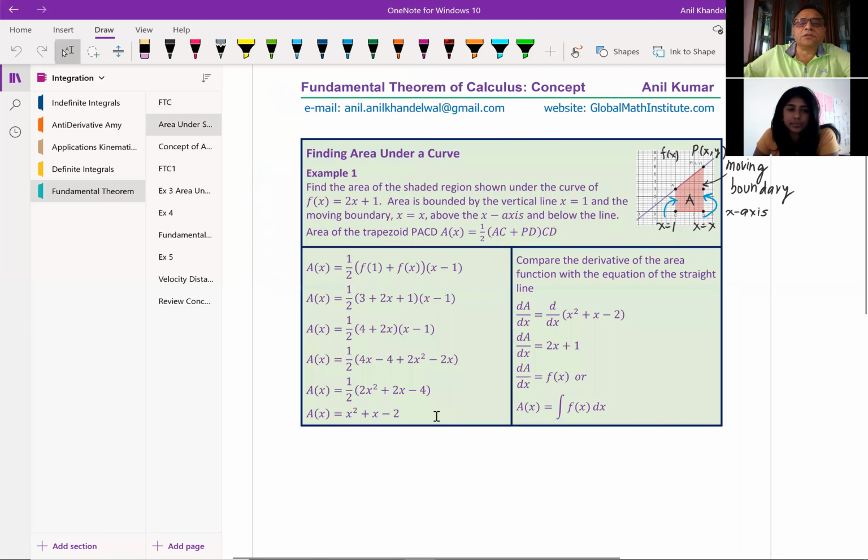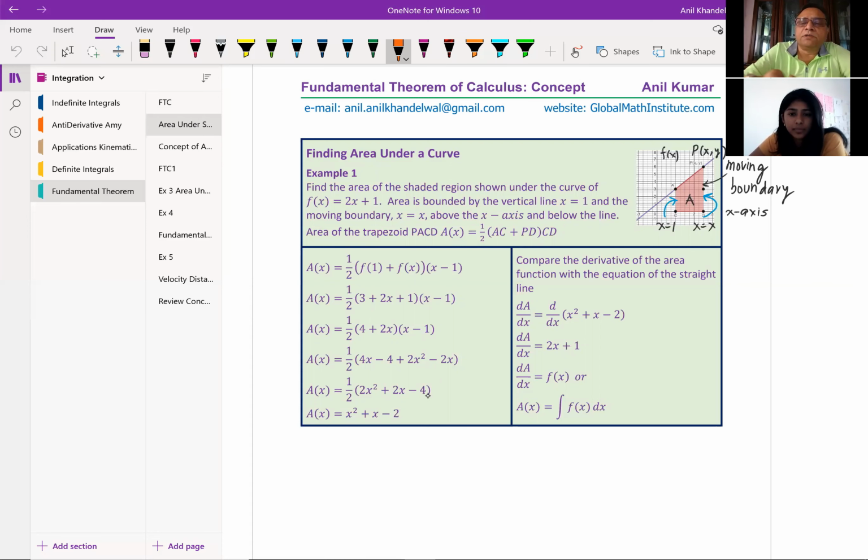So let's talk about area under the curve to begin with. Here is a simple example. Most of my examples are very simple. The idea is to understand the concept. The example here is: find the area of the shaded region under the curve of f(x) = 2x + 1. 2x + 1 is the straight line which is shown here on the graph. The area is bounded by the vertical line x = 1 and the moving boundary x = x. I'll tell you what moving boundary really means. It is above the x-axis and below the line.